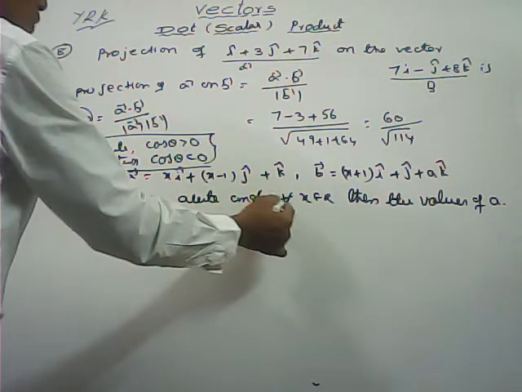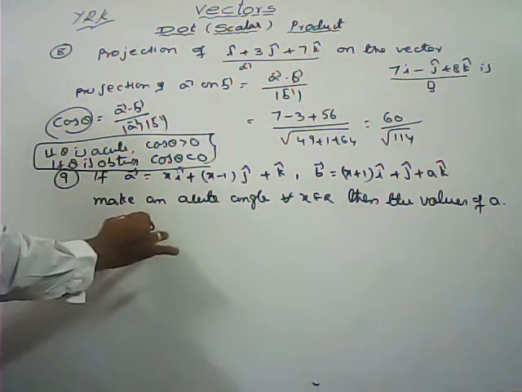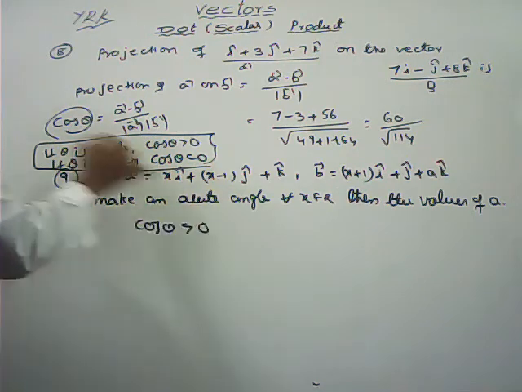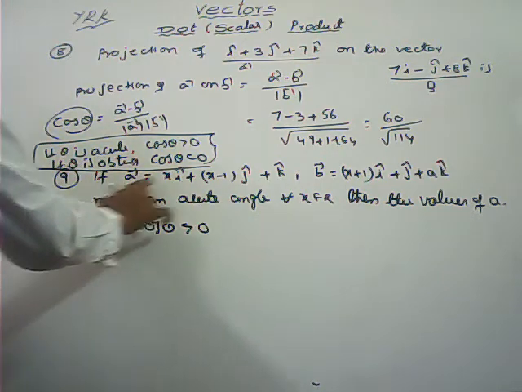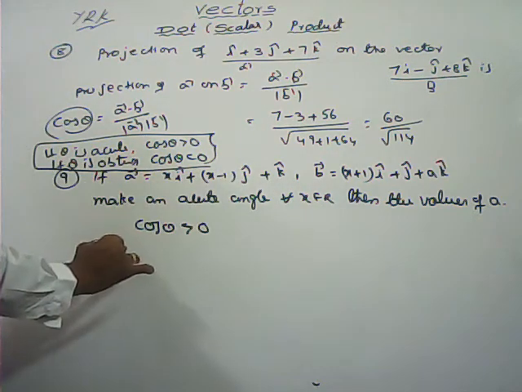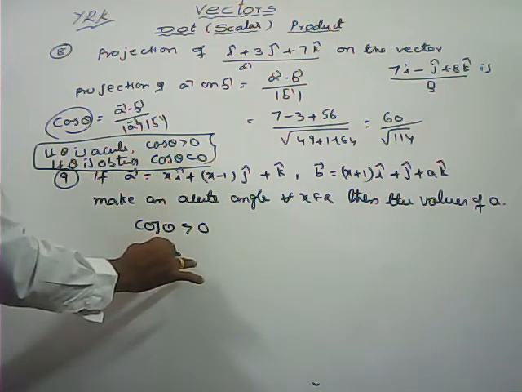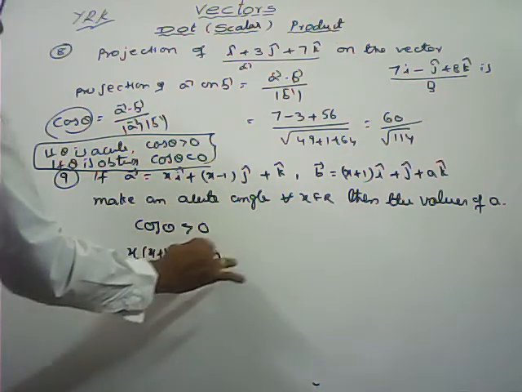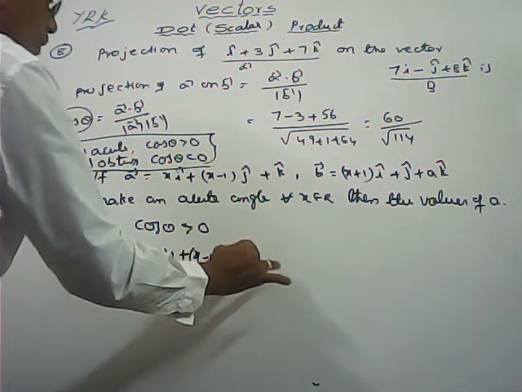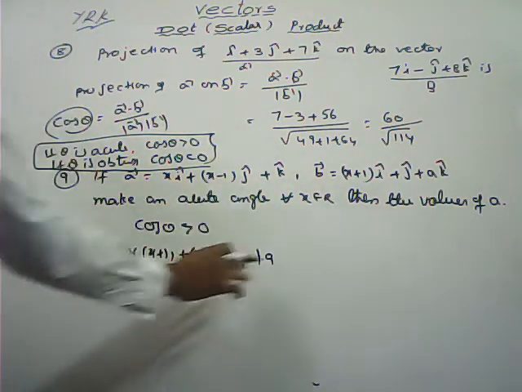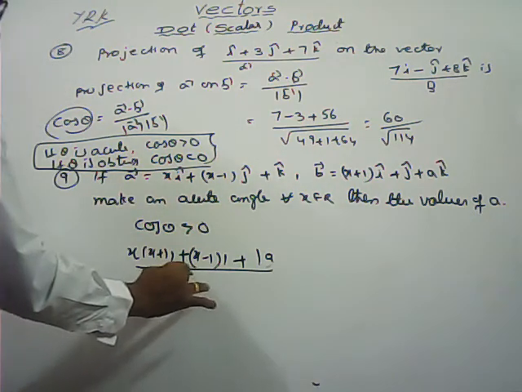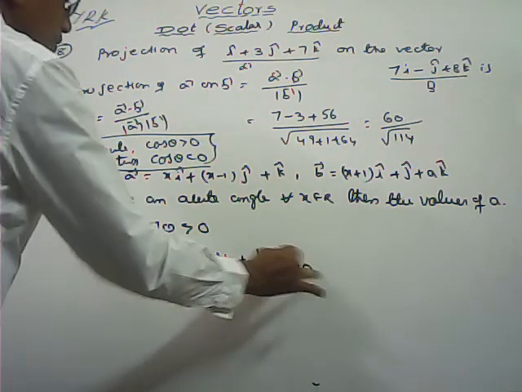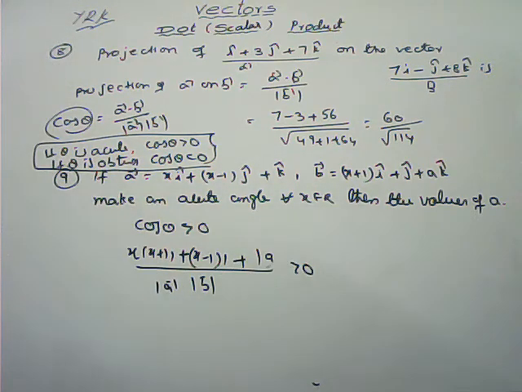Here, make an acute angle is given. So cos theta is greater than 0, positive. What about cos theta? That is A bar dot B bar, dot product of these two, x into x plus 1 plus x minus 1 into 1 plus 1 into A, by modulus of A bar into modulus of B bar greater than 0. Both are positive values only.